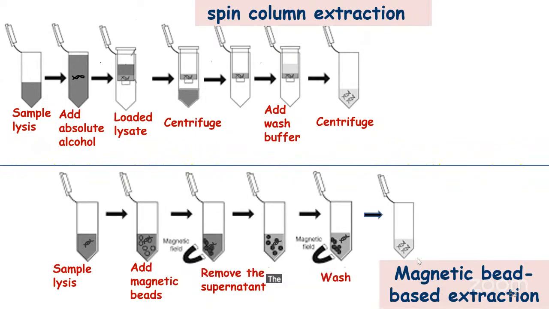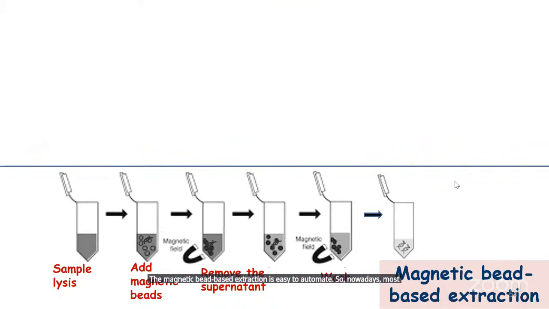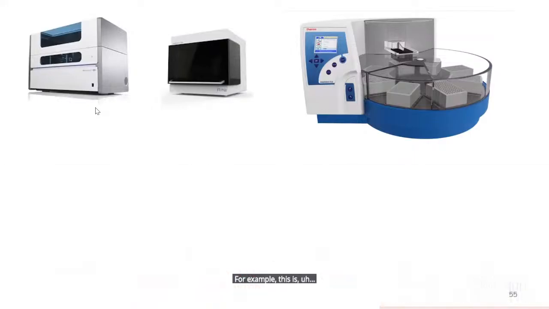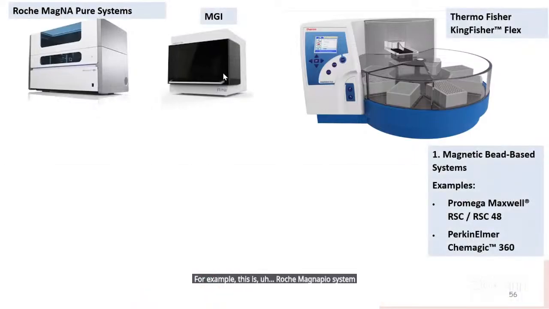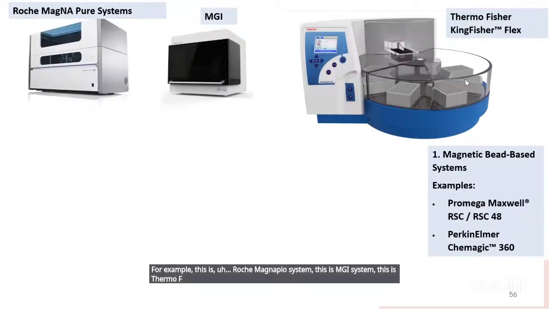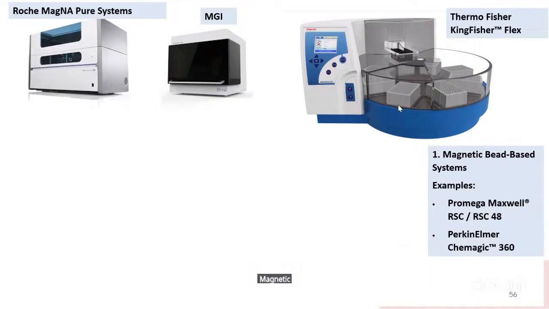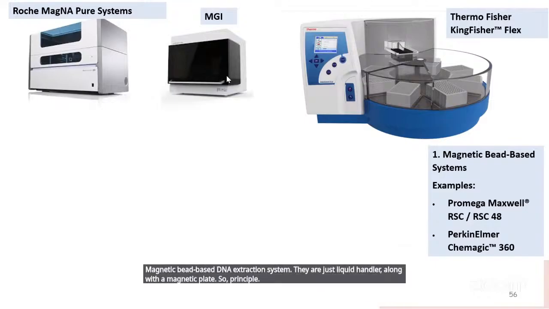The magnetic bead based extraction is easy to automate. So nowadays, most of the systems which use automated nucleic acid extraction, they use magnetic bead based extraction. For example, this is Roche MagNA Pure system. This is MGI system. This is Thermo Fisher KingFisher Flex. They all are magnetic bead based DNA extraction systems. They are just liquid handlers along with a magnetic plate. So the principle in all of them is the same.